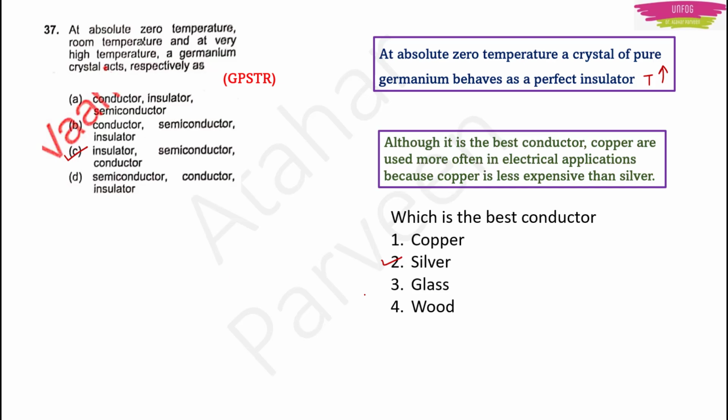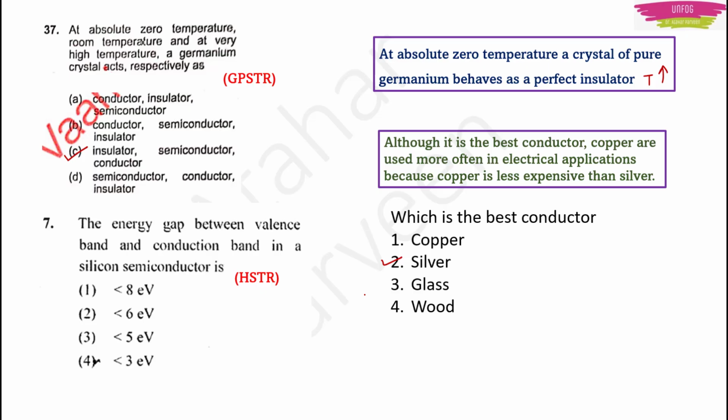Then one more question. This question is from HSTR, your previous year question paper. The energy gap between valence band and conduction band in a silicon semiconductor is what? They are giving this word semiconductor, right? And if they are talking about semiconductors, your energy gap should be less than 3 electron volt. If they are giving you equal to, then it will be around 1 electron volt.